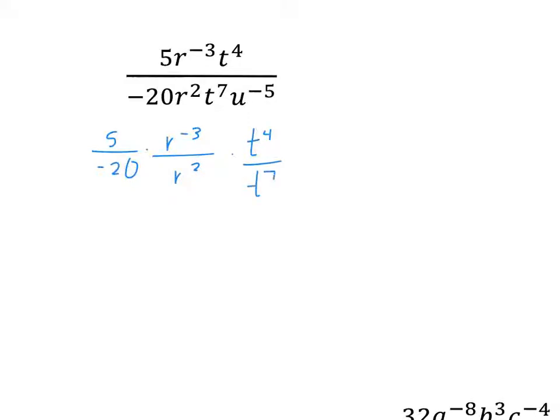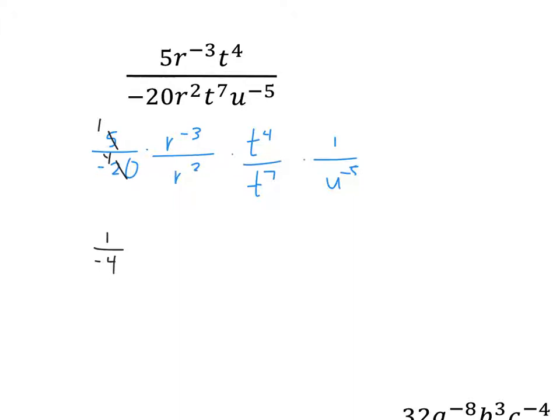And then I have 1 over u to the negative 5th. Okay, so let's simplify 5 over negative 20. If I take out a 5, that becomes a 1, the 20 becomes a 4. So I really have 1 over negative 4, and it does not matter where I leave that negative sign. I could put it out in front of the fraction, or I could leave it with the 4, or put it in the numerator. I'm just going to leave it where it's at for right now to not have to do too much moving around if I don't have to.